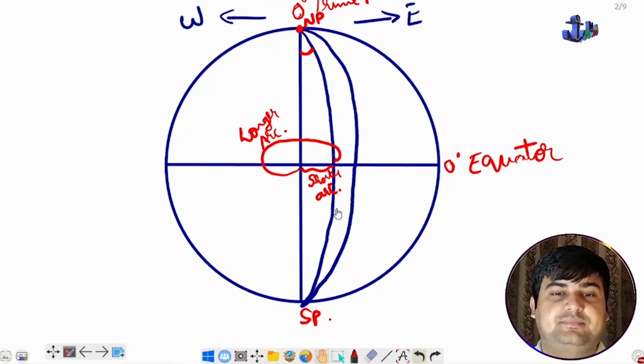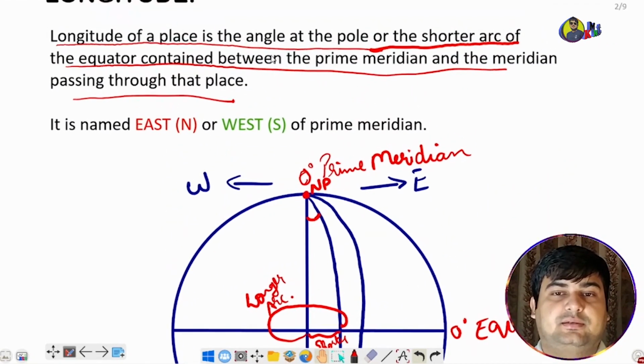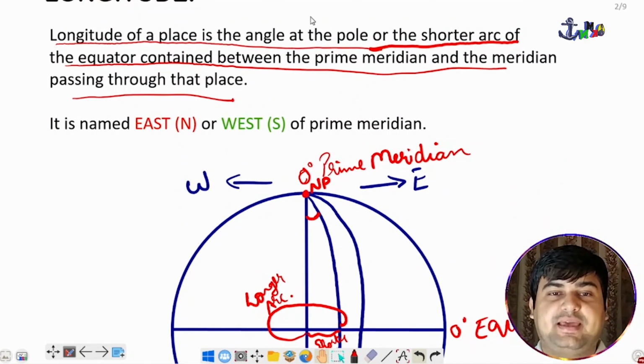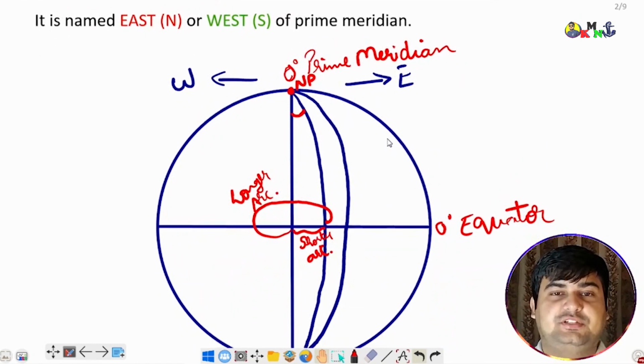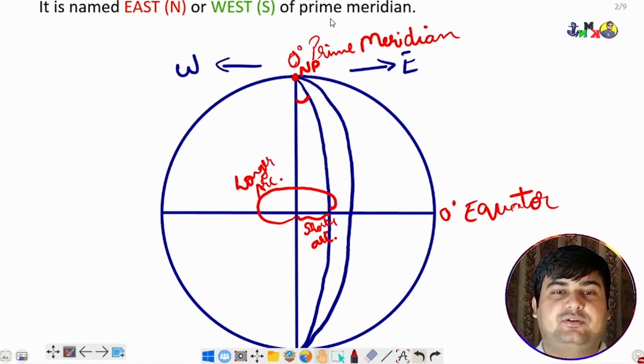So that's why it is mentioned clearly that longitude of a place is the angle at the pole or the shorter arc of the equator contained between the prime meridian and the meridian passing through that place. So this definition is also clear. It is named east or west of prime meridian. Everything on the right of the prime meridian is east, everything on the left of the prime meridian is west.